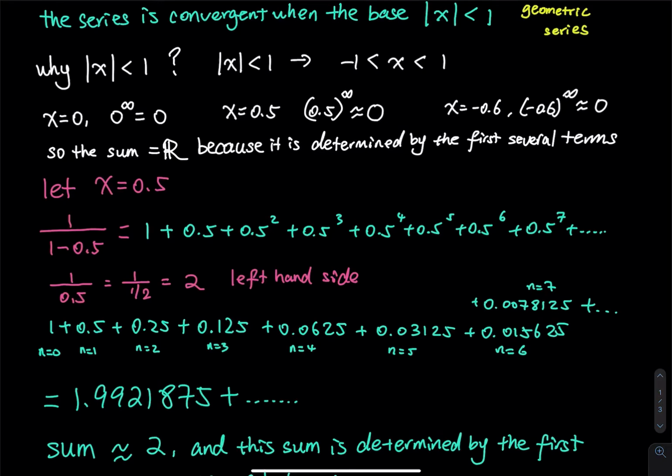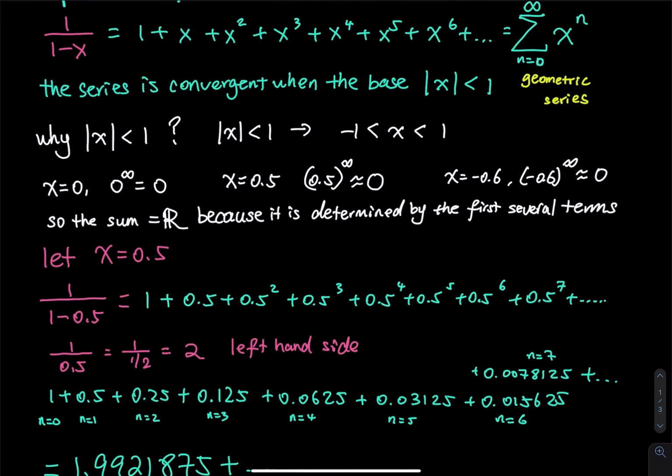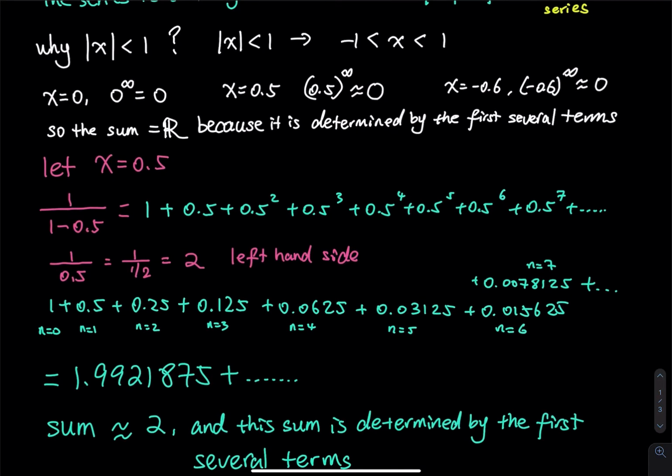On the pink side, you have 1 divided by 1 minus 0.5, and on the right hand side, you have 1 plus 0.5, 0.5 to the second power, 0.5 to the third power, 0.5 to the fourth power, and so forth. Let's dig a little deeper on the left hand side. 1 minus 0.5 is equal to 0.5, right? And 0.5 is just 1/2. 1 divided by 1/2 is equal to 2.